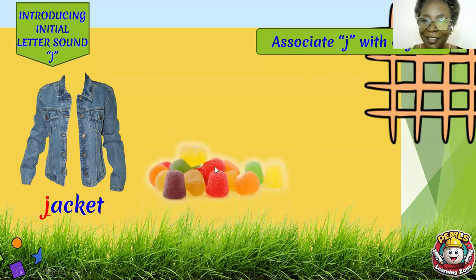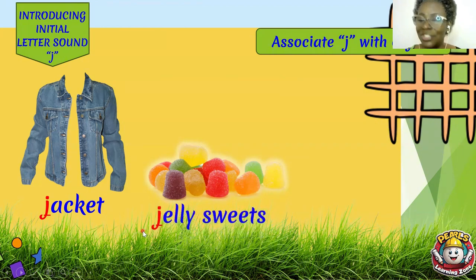Aha, this looks familiar. Tasty. What is this? Jelly sweets. Good. Jelly sweets come in different colors, depending on your preferred taste, or flavor. But this is jelly sweets. Good. So it begins with the letter sound J. Jelly sweets.